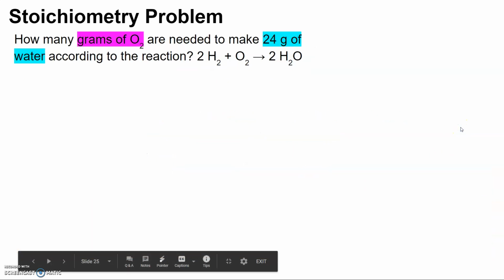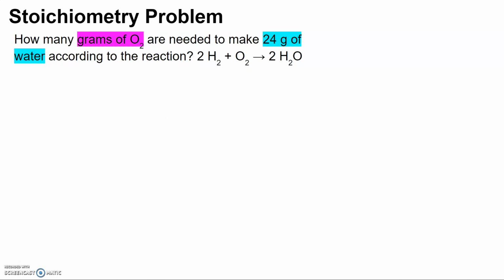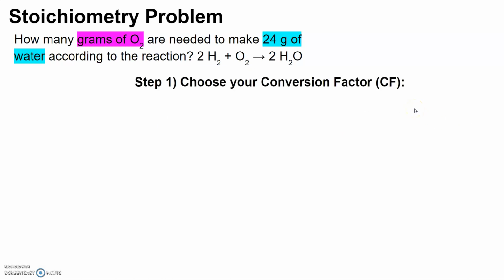How many grams of O2 are needed to make 24 grams of water according to the reaction? So once again, we're going to identify our given and find. We're given 24 grams of water, and we're trying to find grams of O2. So we're trying to go from mass of water to mass of O2. Now, can we do that directly? No, they're different substances, and they're both not in moles.